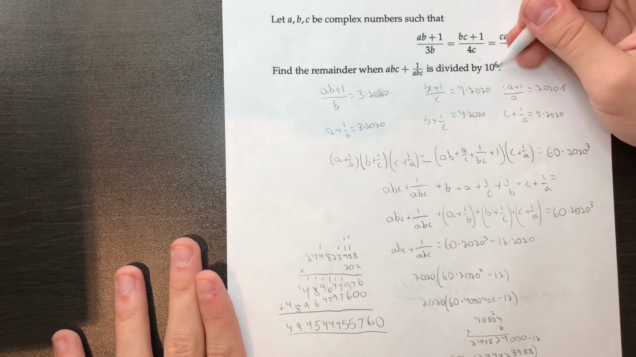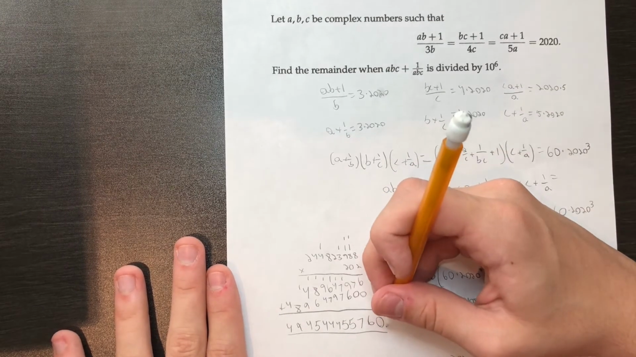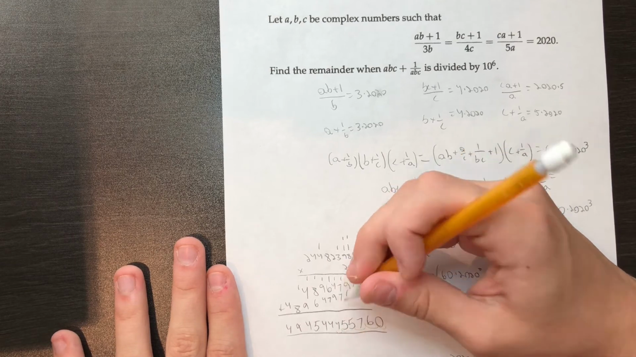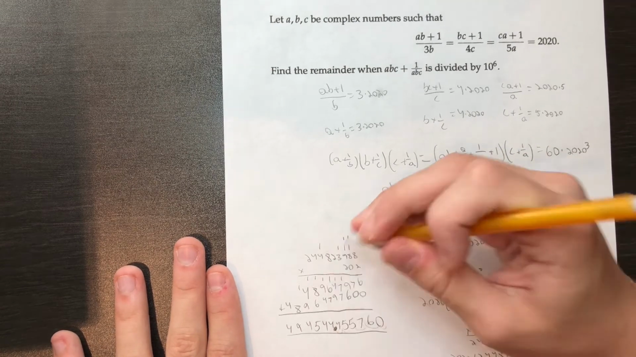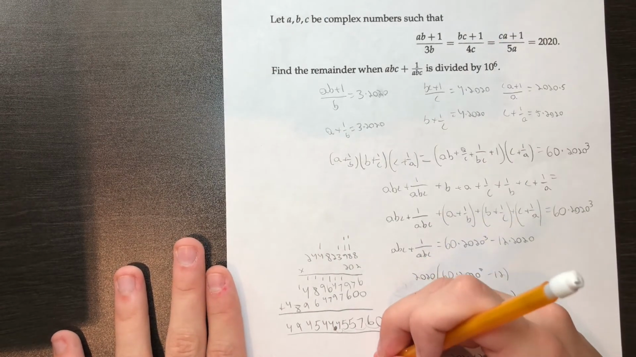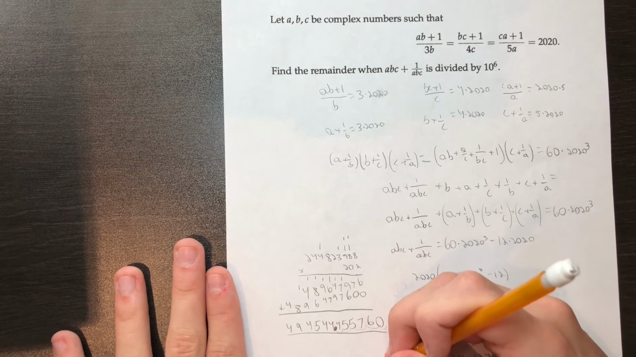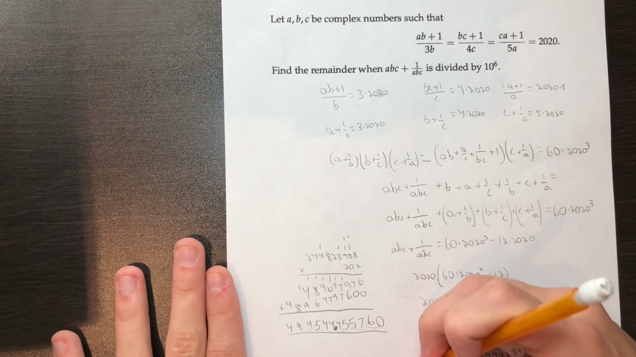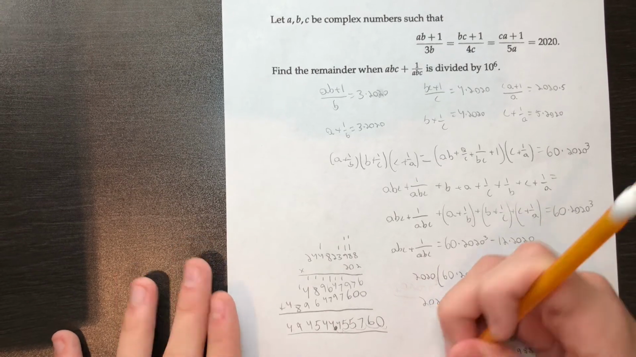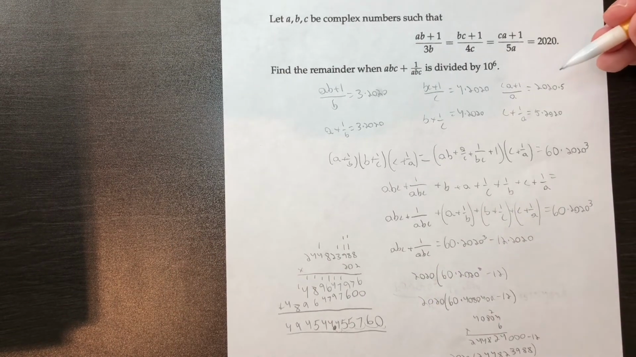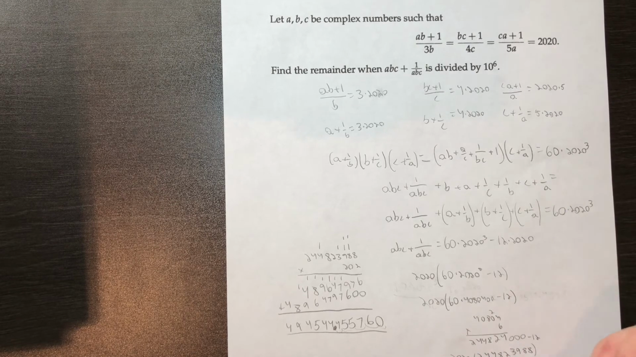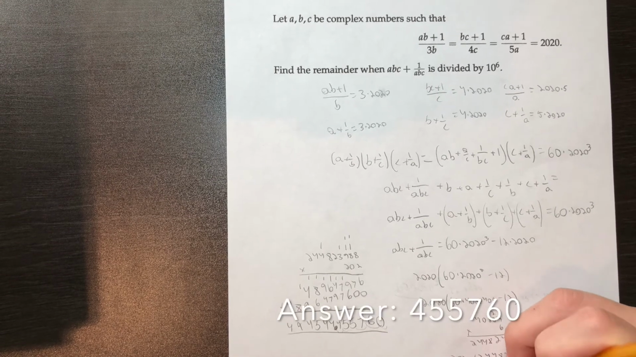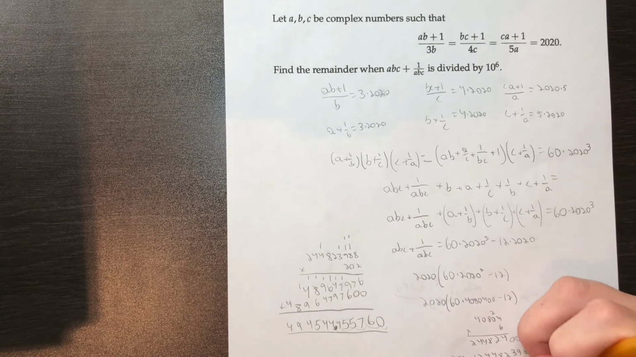All we need to do now is divide this by 10 to the 6th. Well, if we do that, we would carry the decimal over 1, 2, 3, 4, 5, 6 places right there. So when we divide this by 10 to the 6th, we get 4,945.455760. So the remainder, when we divide by 10 to the 6th, is really just this times 10 to the 6th, or just 455,760. And that is it.